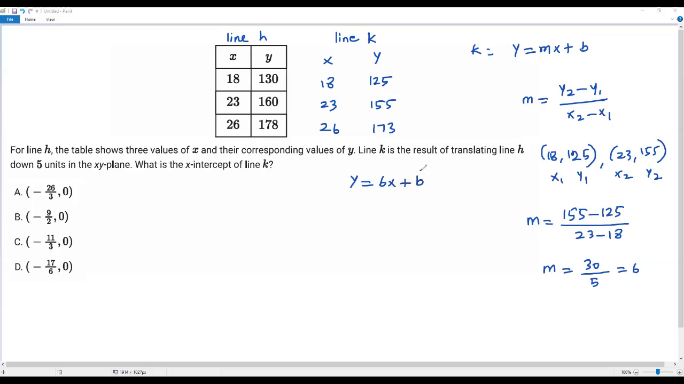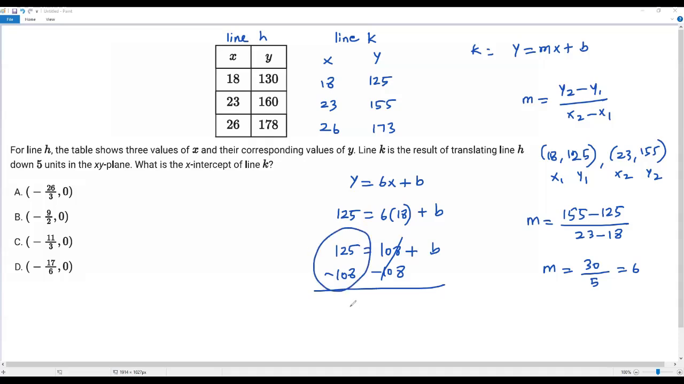Still we have to find the value of the y-intercept b. For that, we have to use one of the 3 points on line K. We can use the first point itself: when x equals 18, the value of y is 125. So I plug in 125 for y and 18 for x: 125 equals 6 times 18 plus b, which is 108 plus b. To solve for b, I have to get rid of this 108, so I subtract 108 from both sides. The 108s cancel out, and the simplification is 17.